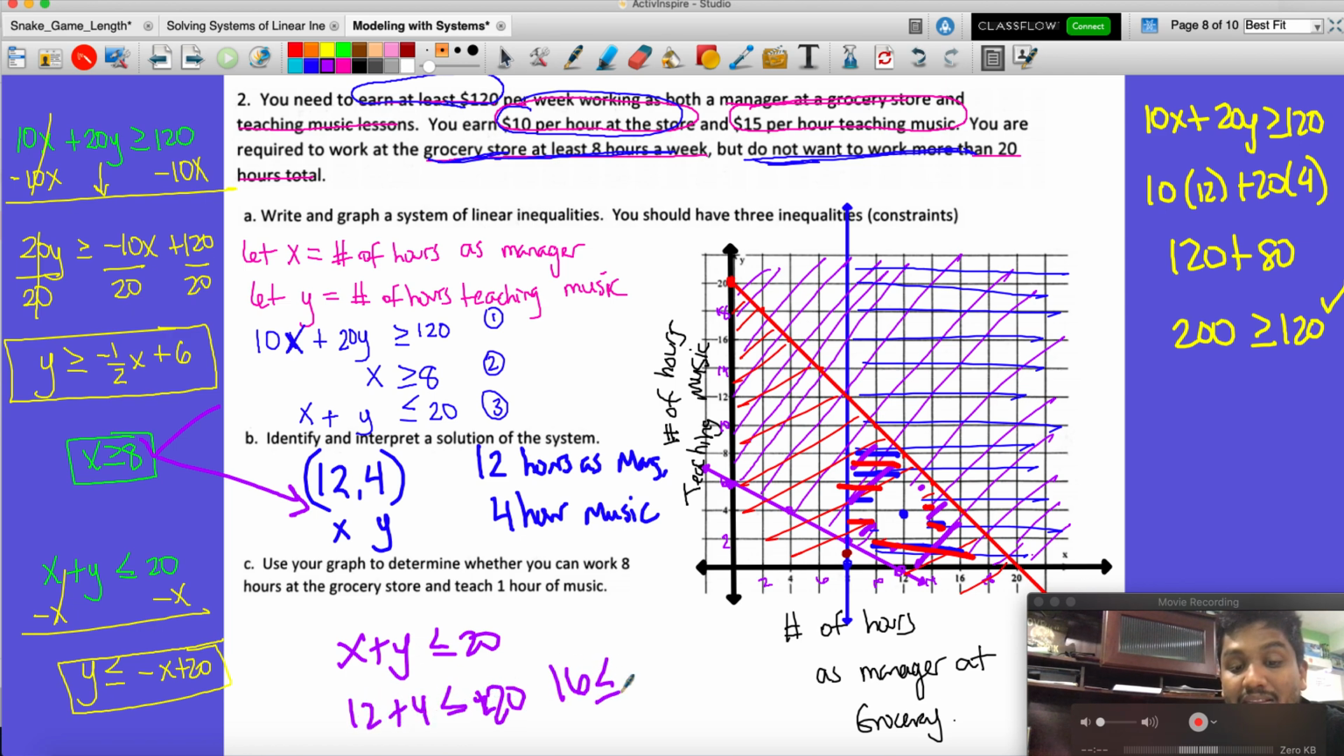16 is definitely less than or equal to 20, and so this satisfies all 3 constraints, and that is why that point is a solution, and why this point is not a solution. It's 8 hours and 1 hour of music, that's garbage. But the one that we chose, that was a perfect amount.